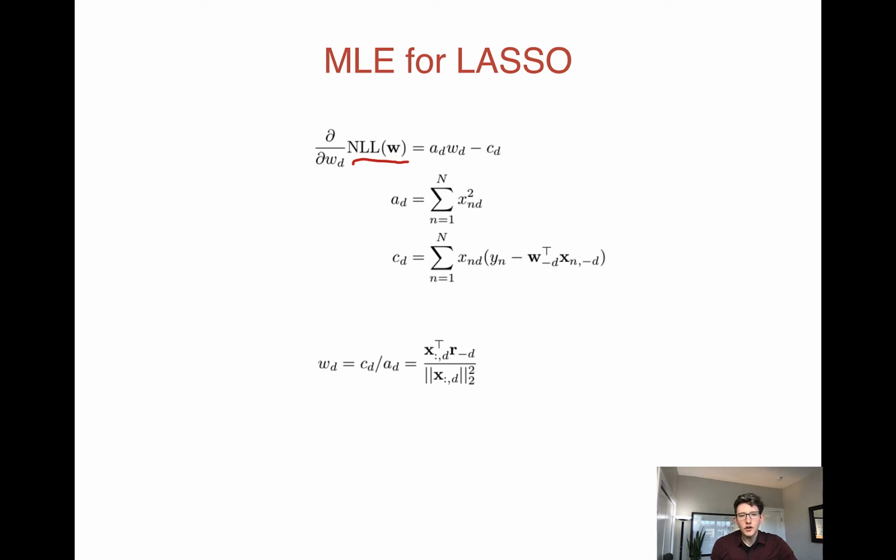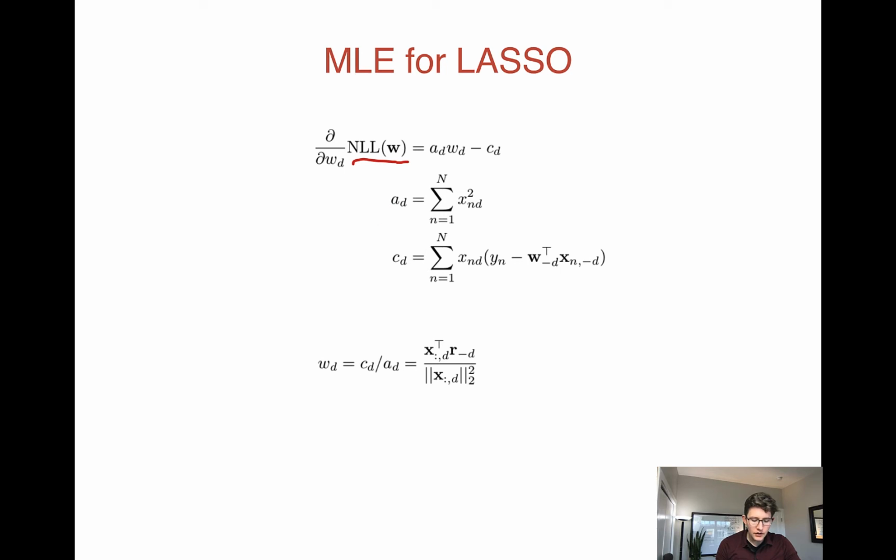So we're not going to prove this. We might give this as a homework assignment. But it's not hard to show that this is the partial derivative with respect to WD. It's a linear function of WD. We have AD WD minus CD, where AD and CD are defined as follows.